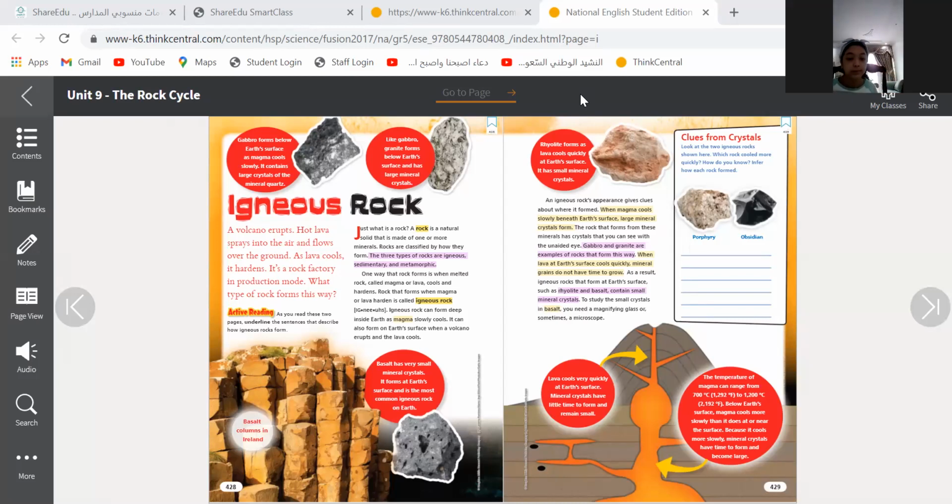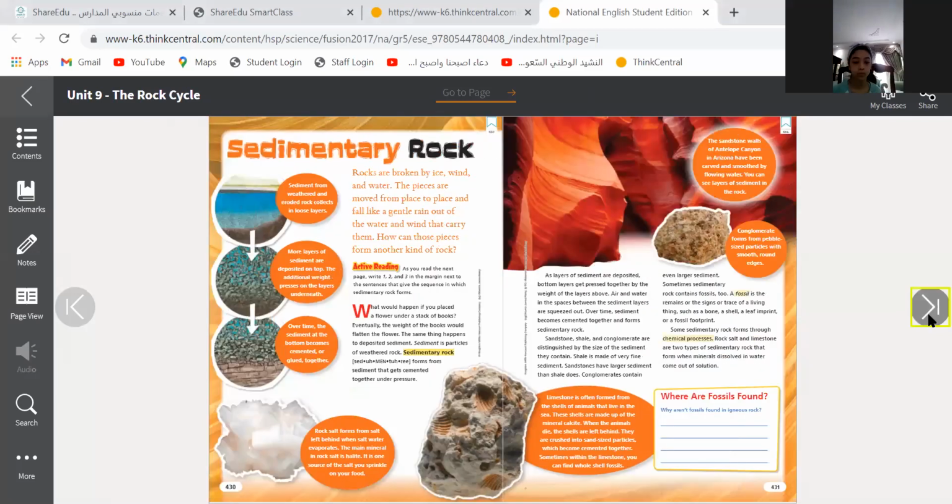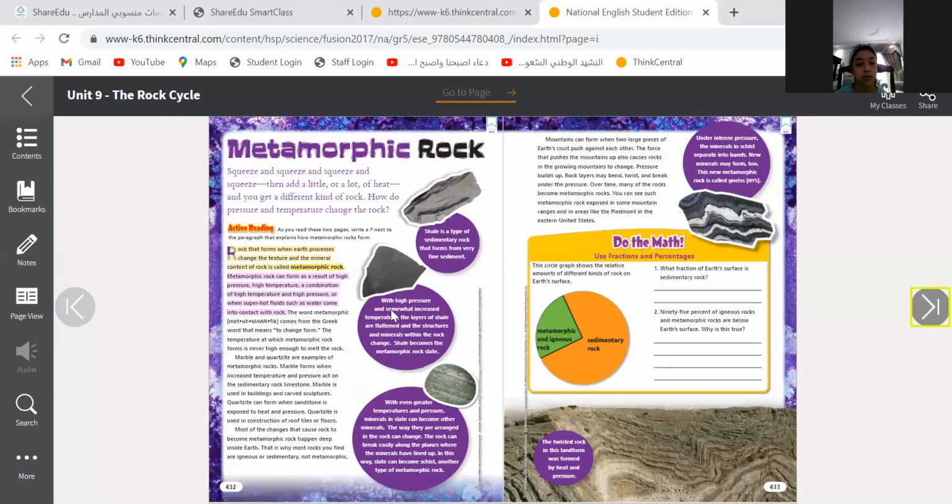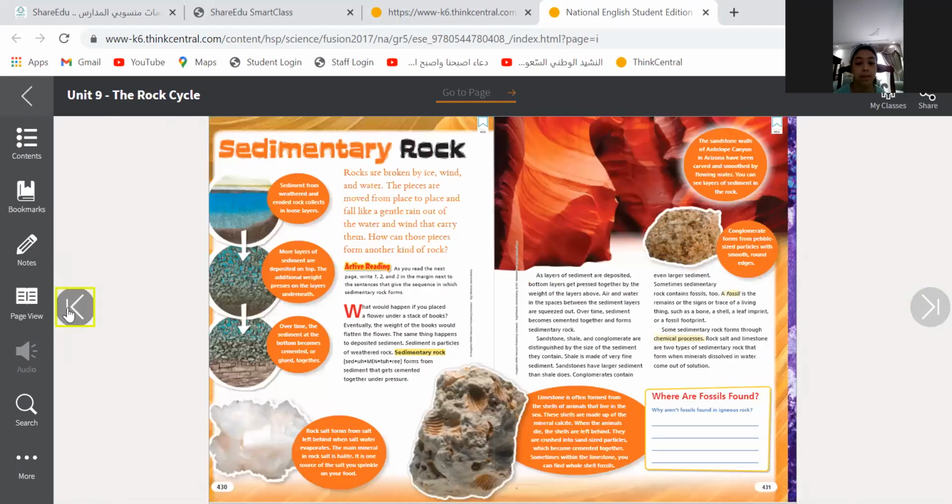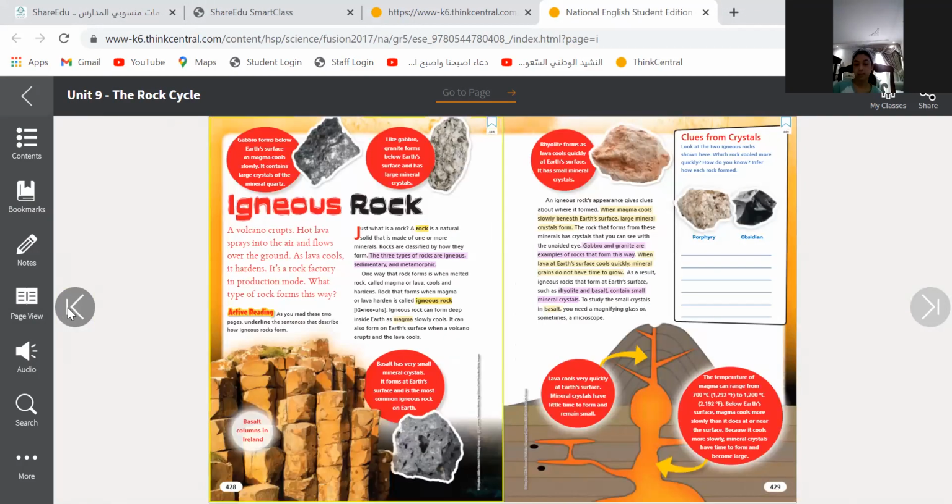Today, we're going to talk about rocks. We said that we can classify rocks into three main groups. You remember, it was igneous rock, sedimentary rock, and metamorphic rock. We talked about the first one, which is igneous rock. In a short word, what does it mean, igneous rock? Who can tell me?